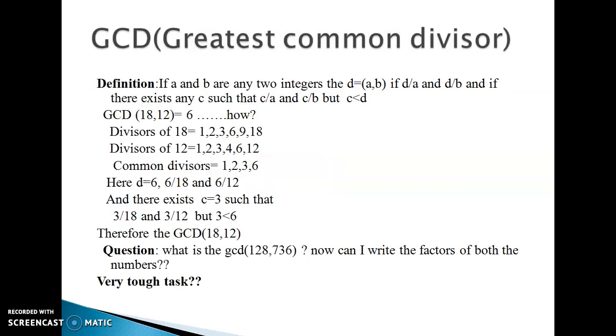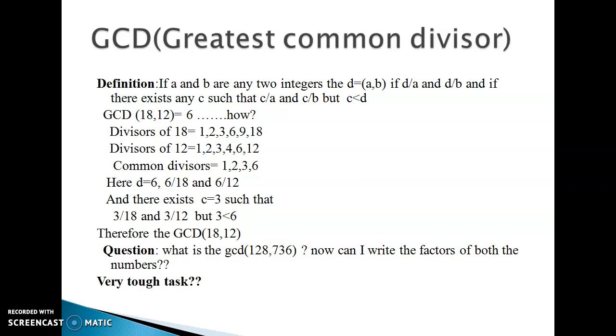Now we'll switch to the definition of the GCD, or the greatest common divisor. What is the GCD? We'll see the definition. If a and b are any two integers, then a number d is said to be the GCD of a and b if d divides a and d divides b, and if any c such that c divides a and c divides b, then c is less than or equal to d. Here you can see the notation for GCD is the round bracket.